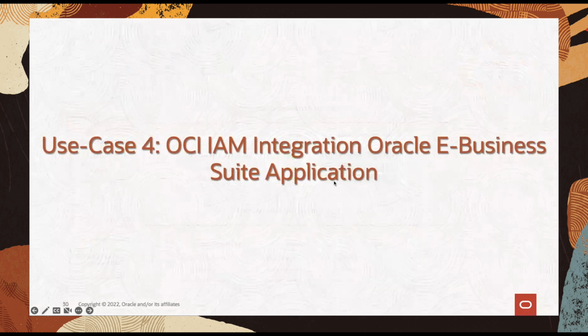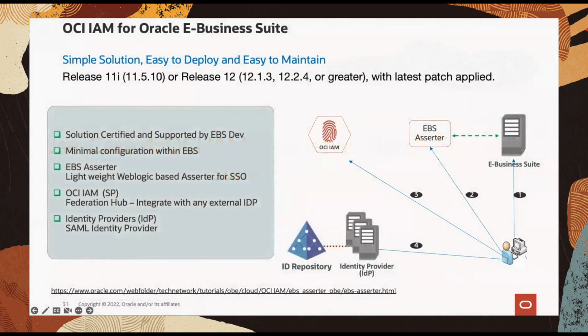Okay, the last use case I have for today is on how we can integrate the Oracle E-Business Suite application with the IAM domains, right? Before that, let's understand which versions of E-Business Suite are supported by the IAM domains. Release 11 and release 12, and greater than 12.1.3, are the EBS versions with the latest patches that are supported by the OCI IAM to enable single sign-on on the Oracle E-Business Suite applications, right?